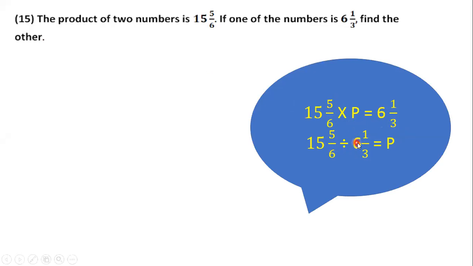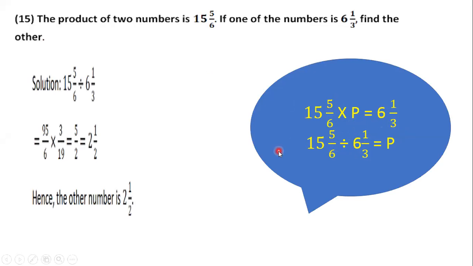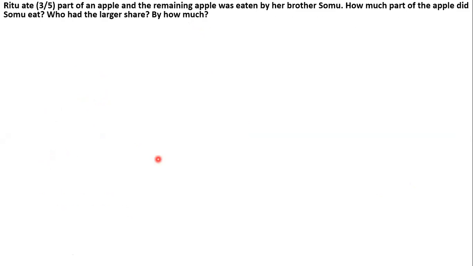6 1 by 3 will go there. They'll come in division. Okay. So here we get 15 5 by 6 becomes 95 by 6. 6 1 by 3 is 19 by 3. Division gets changed to multiplication and we find the answer.